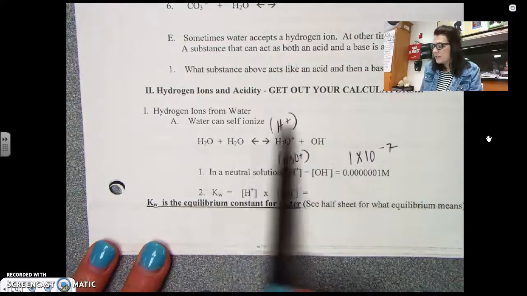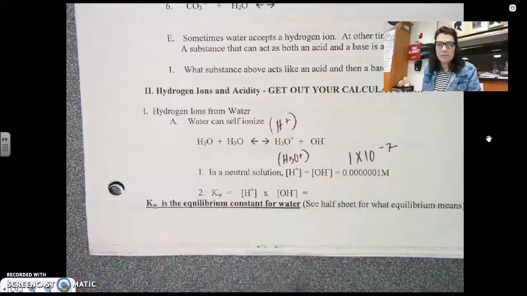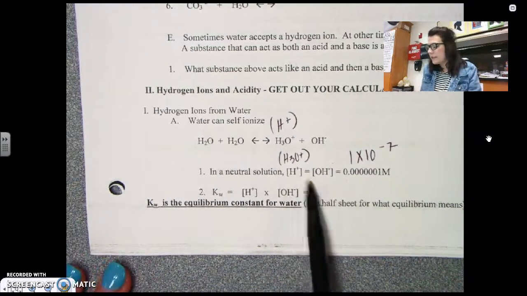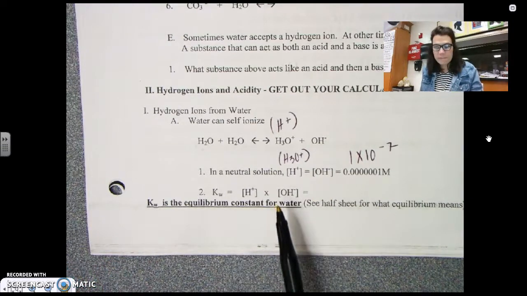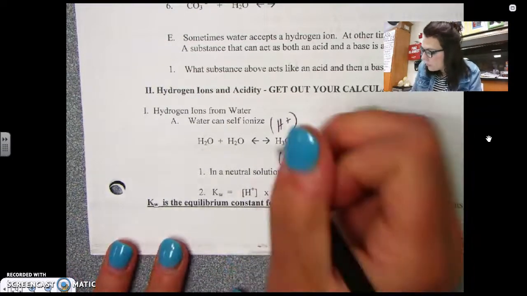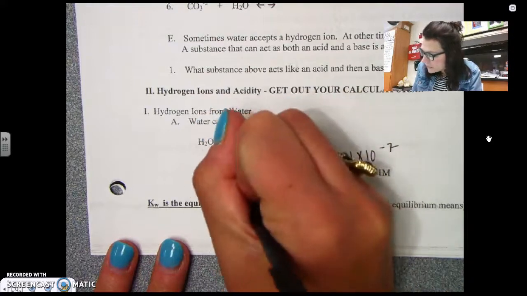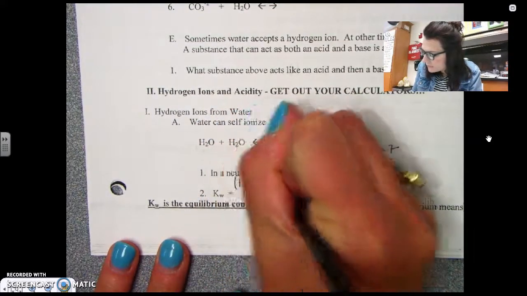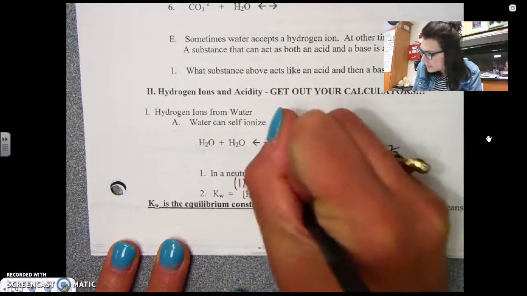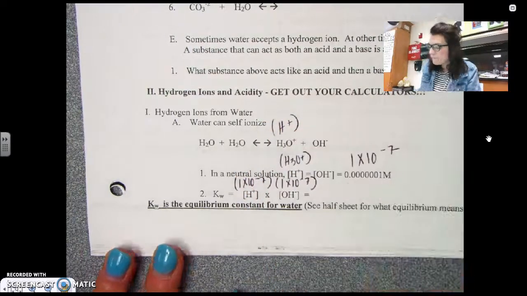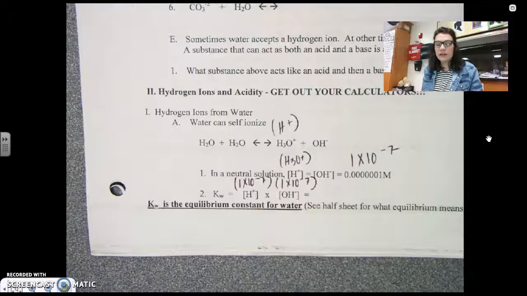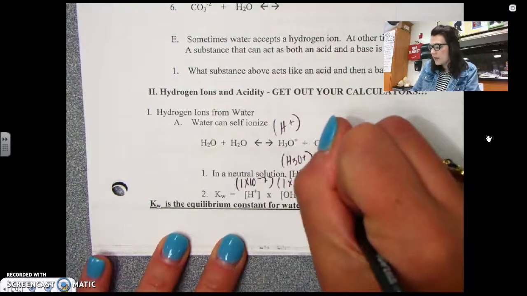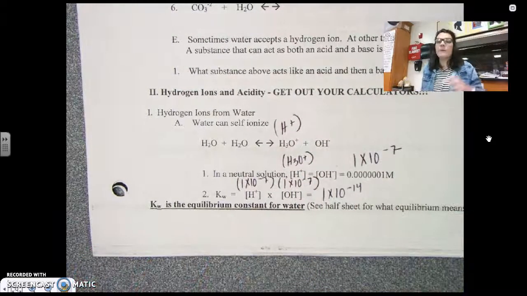Kw is this constant for this chemical reaction, okay? And if H+ is equal to OH- at a pH of 7, if I'm talking about water, this concentration has to be 1 times 10 to the negative 7th, and this concentration has to be 1 times 10 to the negative 7th. And if I multiply those two together, I should get something that looks like 1 times 10 to the negative 14th. Because you know, when you multiply exponents, you add them.